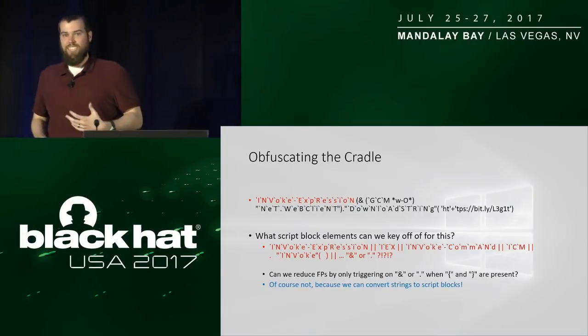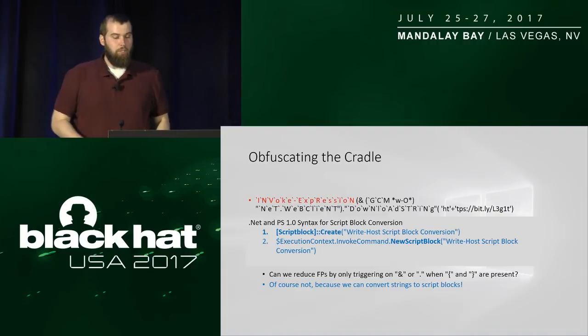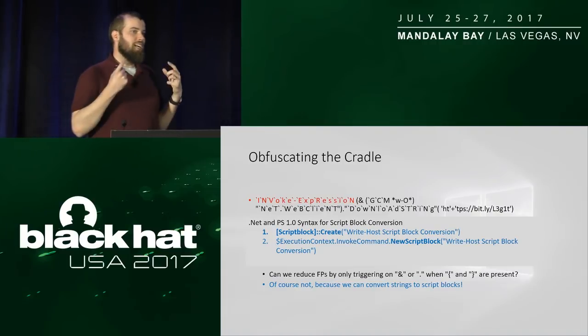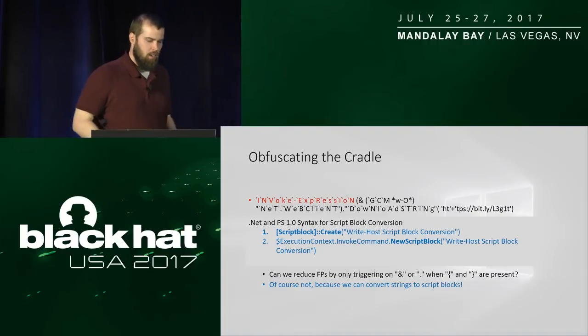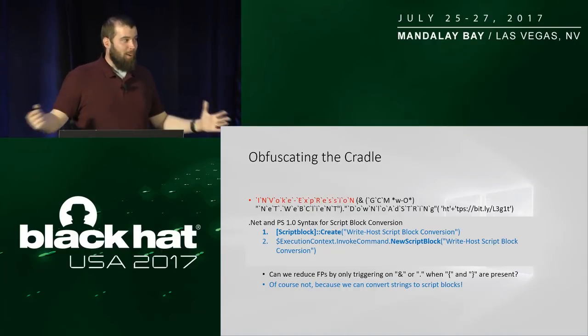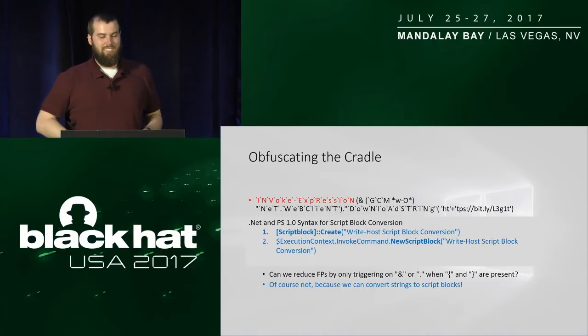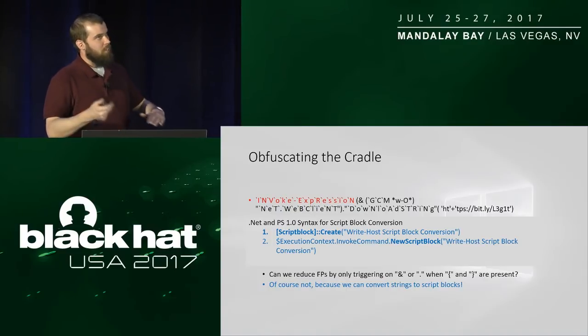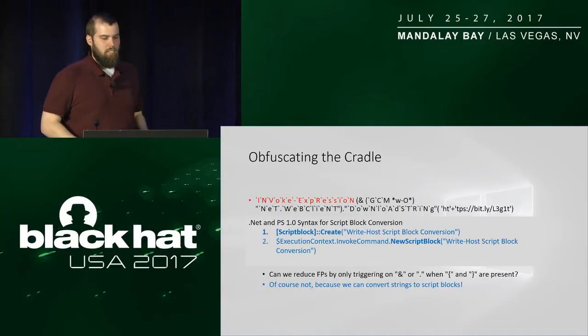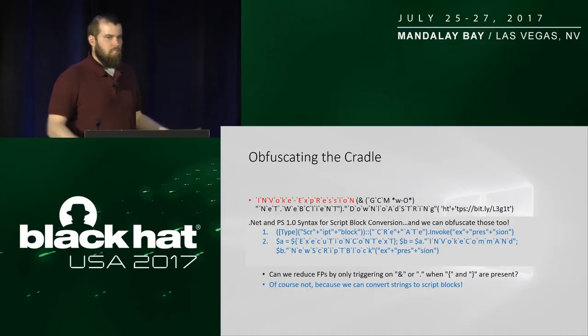You can actually convert an expression to a script block, and here are two ways of doing it. You can use the scriptblock .NET class and use the create method, or you can use this PowerShell 1.0 execution context and use the new script block commandlet, or the script block method. And in fact, for both of these examples, you can obfuscate them just like we've been doing all along. So there is no silver bullet. Every component can be obfuscated even further.